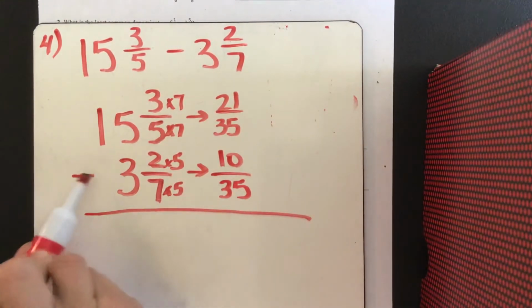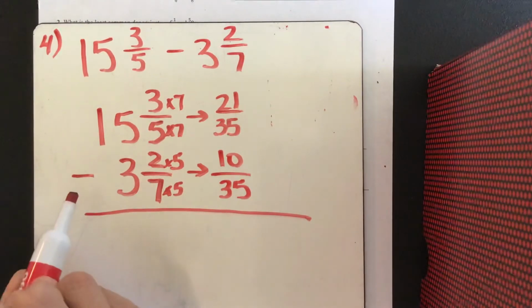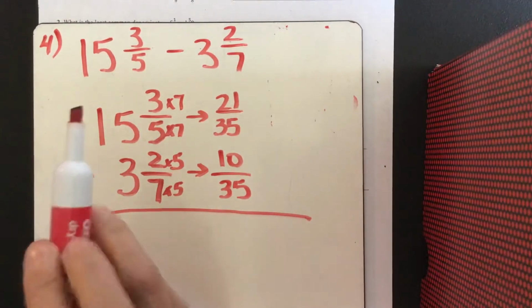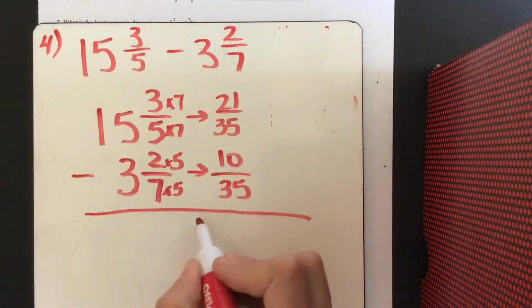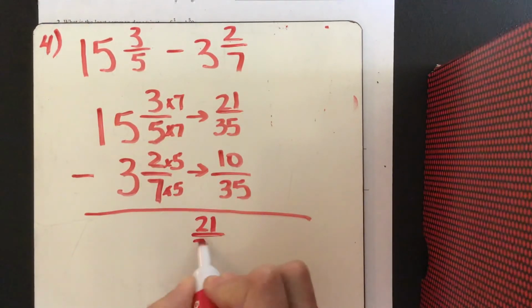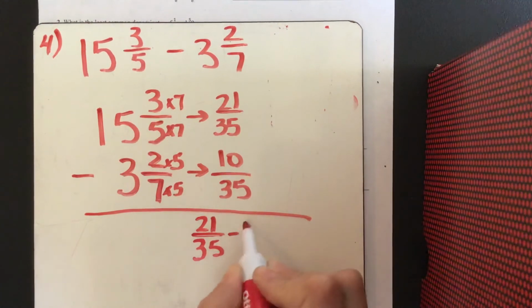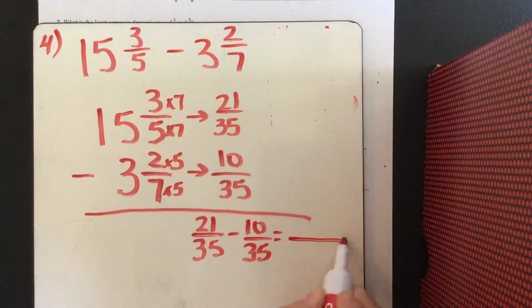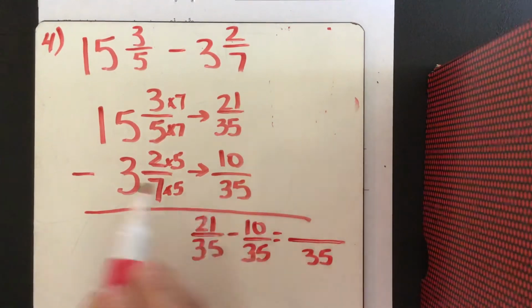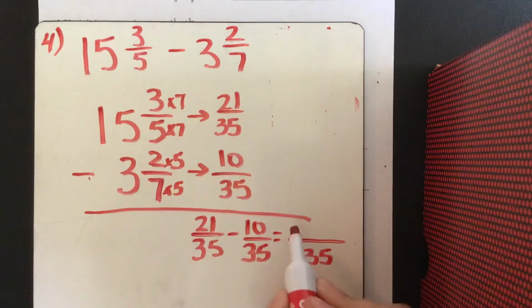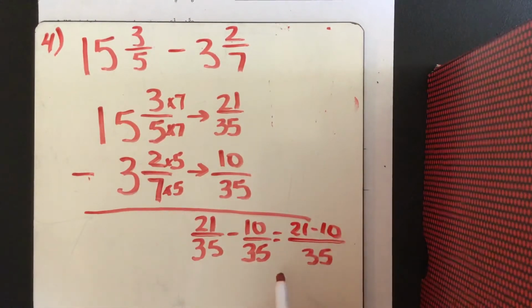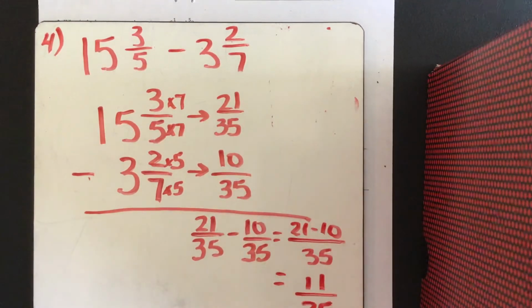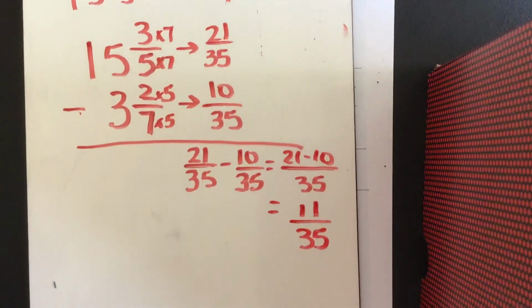Okay, we do need to look at our sign. Our sign says to subtract. So step 2 on my notes tells me to keep the denominator. So I'm going to keep doing how we've been doing this all along, and I'm going to subtract them across here. Keep the denominator and subtract, because that's the sign that's right here. So subtract 21 minus 10. 21 minus 10 is 11, and keep the denominator. So my fraction is 11 over 35.